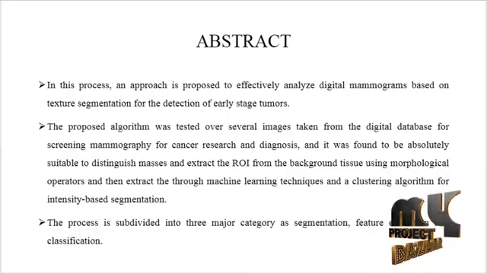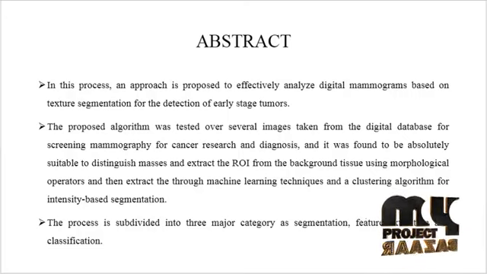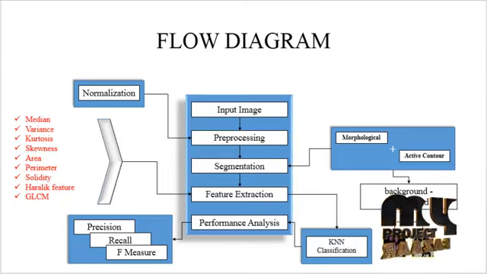Hence this process is subdivided into three major categories: segmentation, feature extraction and classification. These three modules have separate algorithms for the processing, hence it will provide more accuracy for the detection and classification. This process will be compared with other existing techniques, hence it will prove the process is more efficient than the other techniques. Now we are going to discuss the flow diagram for the process.